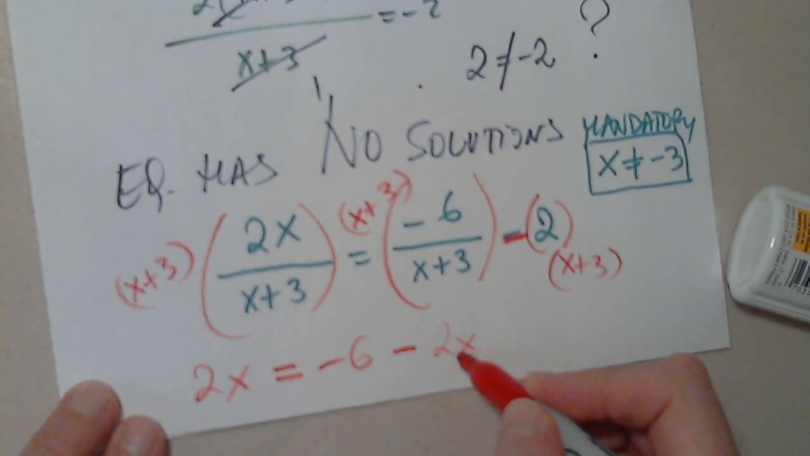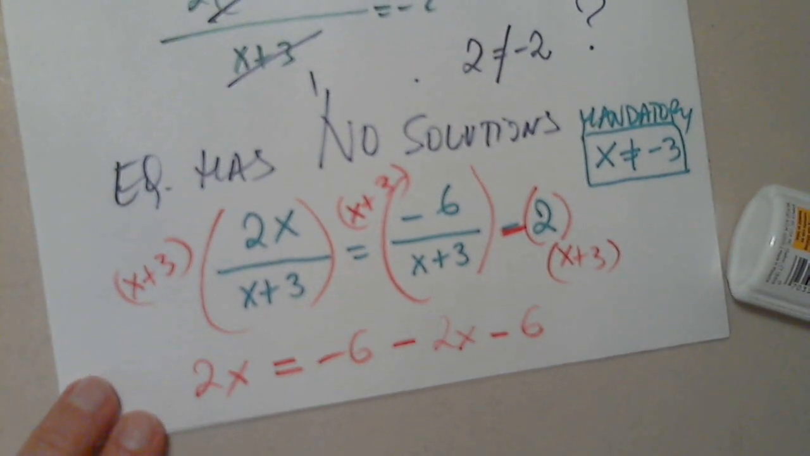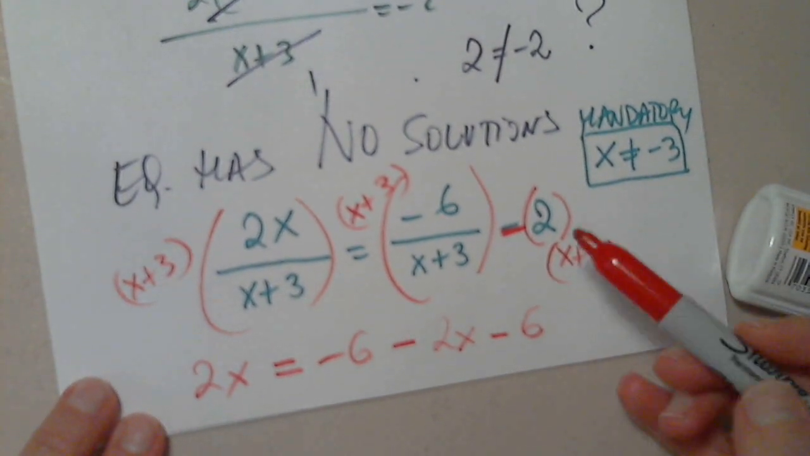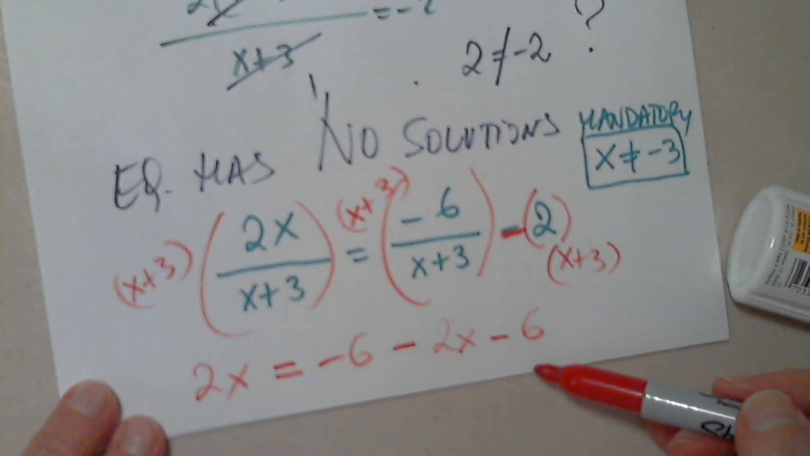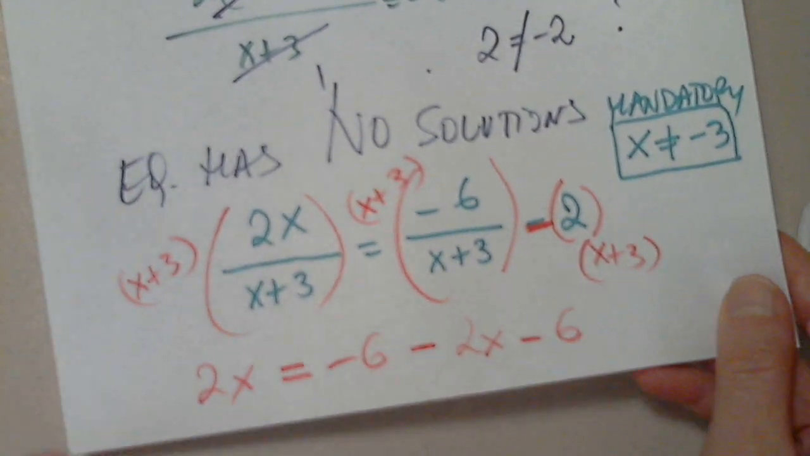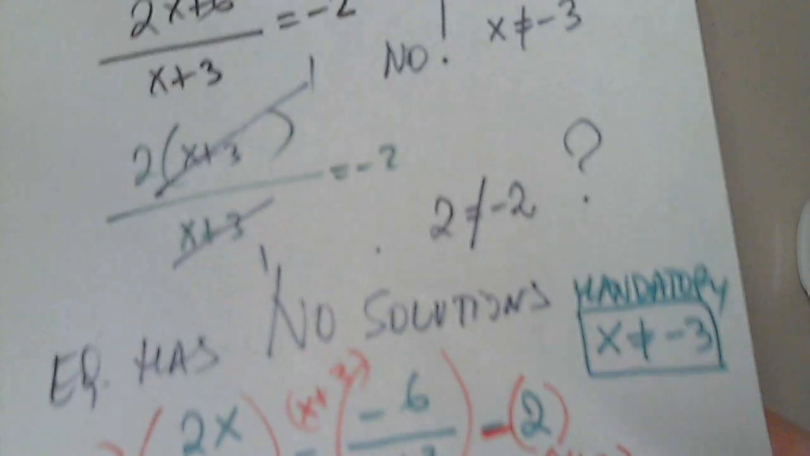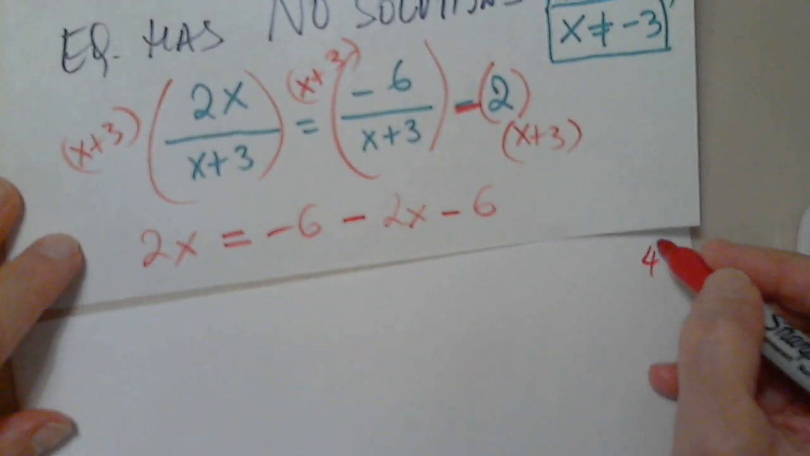Negative 2x minus 6. Correct? Negative 2 times x, negative 2 times 3. Correct so far? Everyone? Yes? No? Yes, perfect.